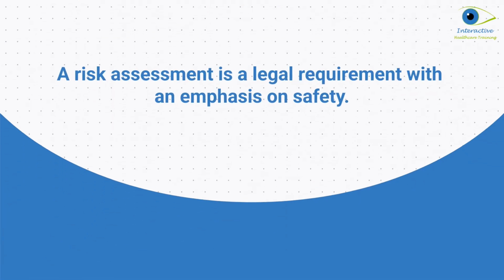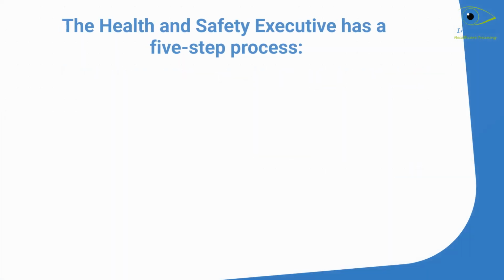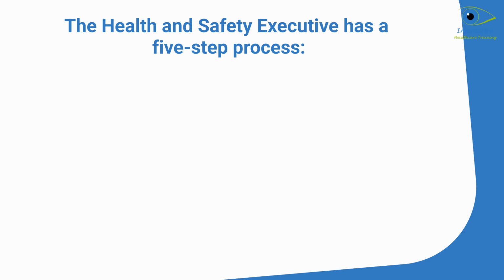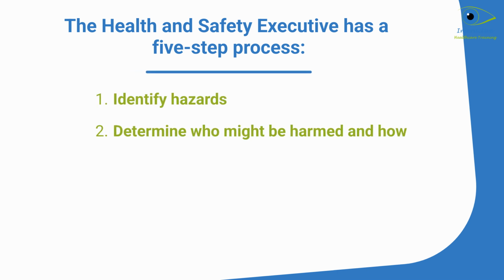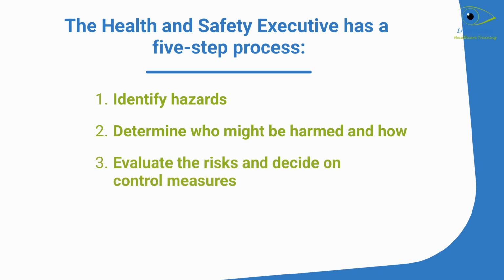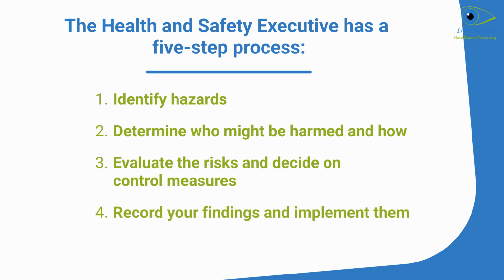A risk assessment is a legal requirement with an emphasis on safety. It identifies potential hazards and ensures the correct precautions are in place. The Health and Safety Executive has a 5-step process. First, identify hazards. Second, determine who might be harmed and how. Third, evaluate the risks and decide on control measures. Fourth, record your findings and implement them. And finally, review and revise regularly, especially after significant changes.